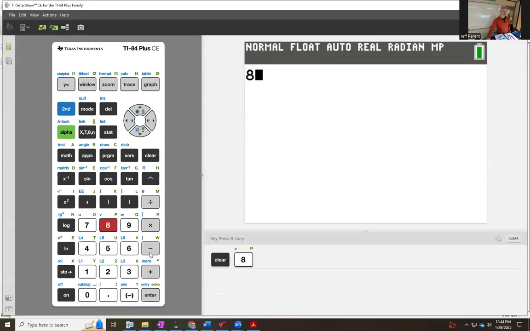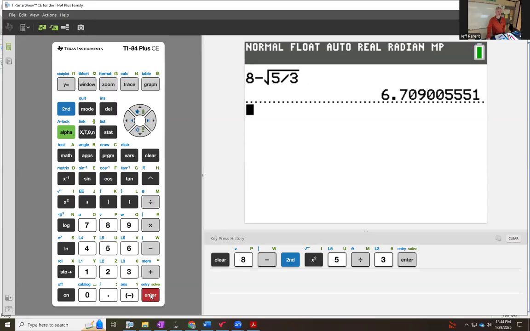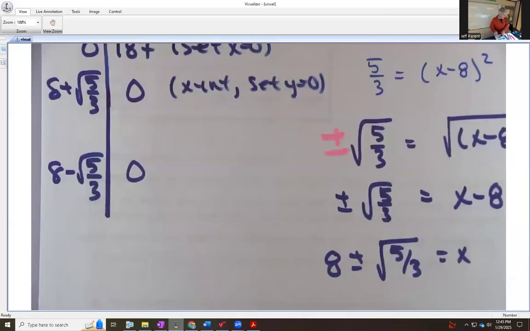So let's type in the 8 minus second, and then the x squared key, square root of 5 divided by 3. And I get something like this. Now, I'm not going to be looking at your graph with a magnifying glass or a microscope going, no, that was 6.708, and you were supposed to give me 6.709. I mean, just round it off to the nearest tenth of a decimal place. I'm not going to look for anything any more accurate than that. Probably even not quite that accurate.